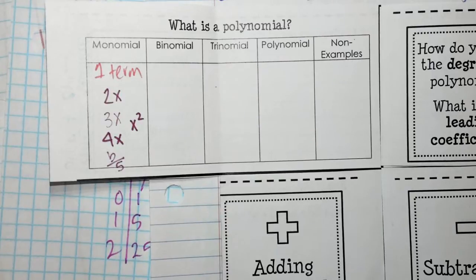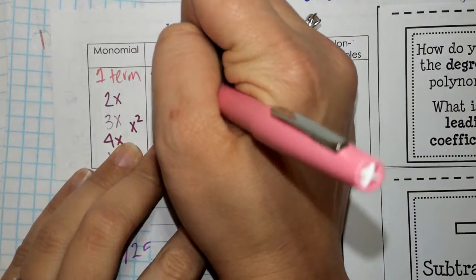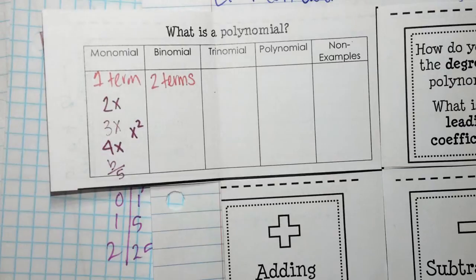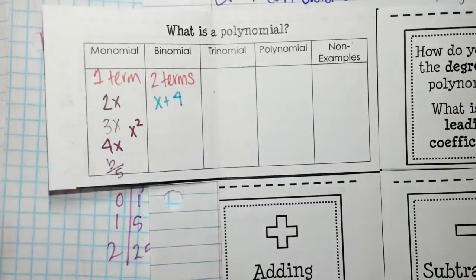Alright, so if a monomial has 1 term, how many terms does a binomial have? 2 terms. If you said 2, pull your team a point. Alright, so what is an example of 2 terms? 3x plus 4x equals blank. No. Like 1x plus 1x. 1x plus 1x. That's it.